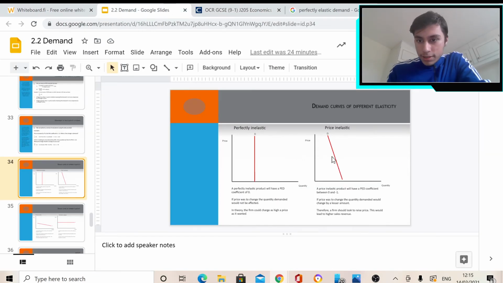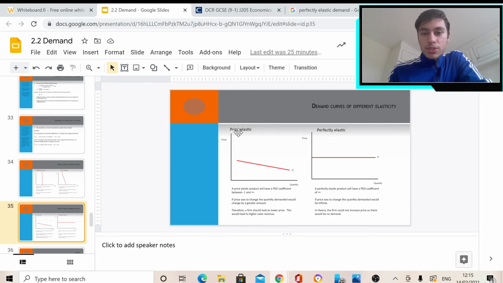Now, this is the graph for price inelastic. Very little change. You could remember this diagram by seeing that if it's inelastic, the diagram looks like an I. This is perfectly inelastic. This is price inelastic, so it's not perfectly inelastic, but it looks closer to an I than to a horizontal line.